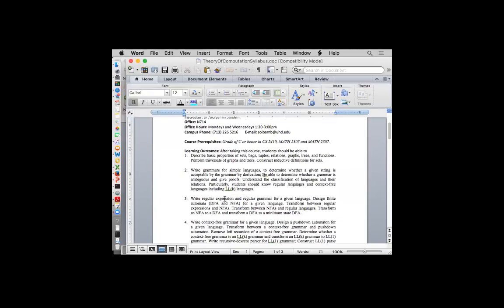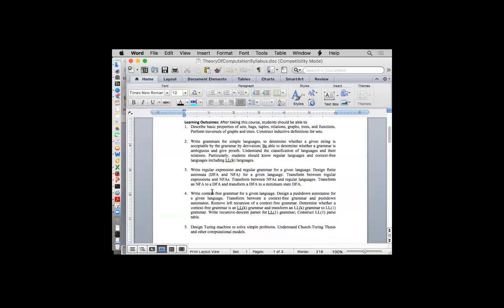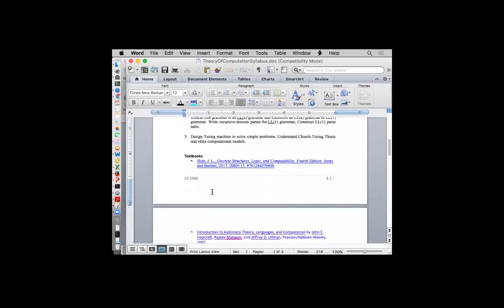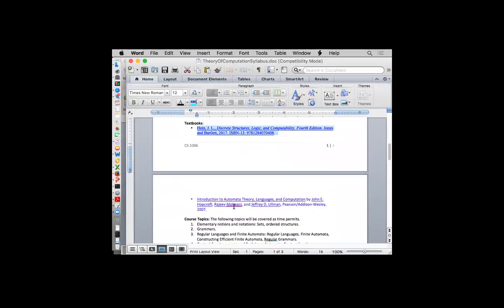Learning objectives, I'm not going to talk too much about this. Now the textbooks. I think this is the textbook that's listed on e-services. But I'll also be using some material from this particular book. It's a little older, but it's also a very good reference.